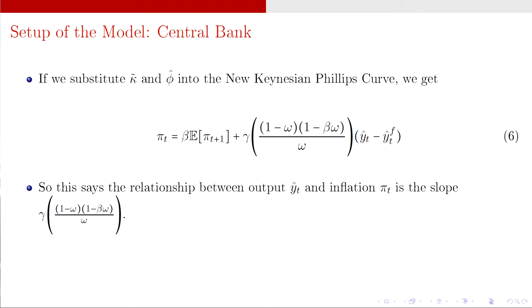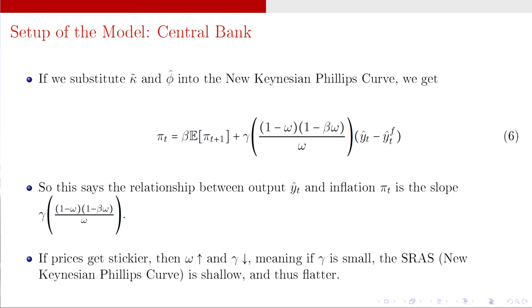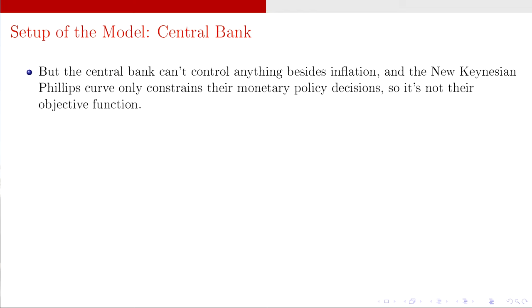Okay, it looks like a lot of math. But it says that the relationship between output and inflation is equal to this, gamma times (1 minus omega) times (1 minus beta times omega) divided by omega. If prices get stickier and omega goes up, then gamma goes down, meaning if gamma is small, the short-run aggregate supply curve is shallow, thus it's flatter, meaning output is more responsive than prices are. So we have to produce more because the price level can't go up as much.